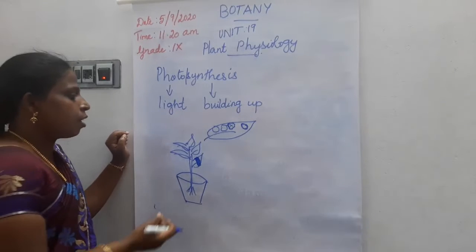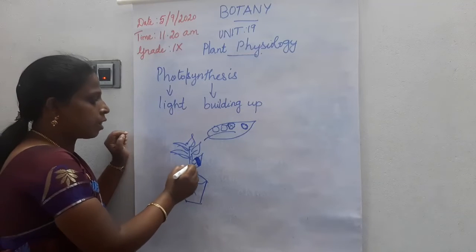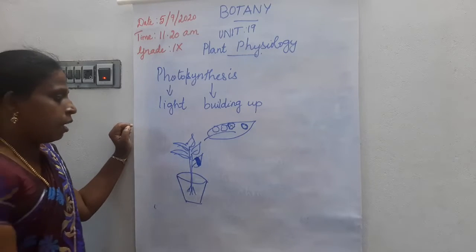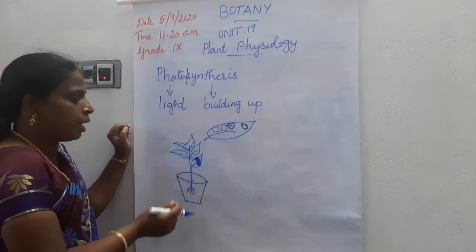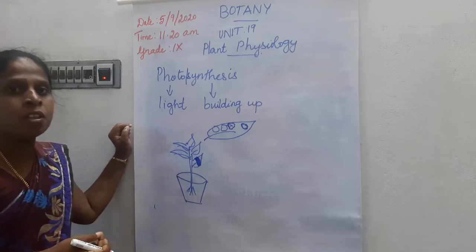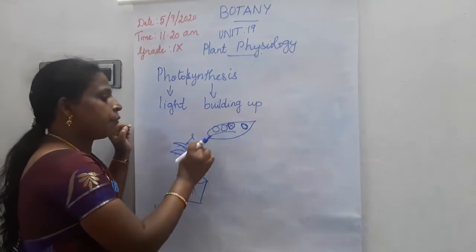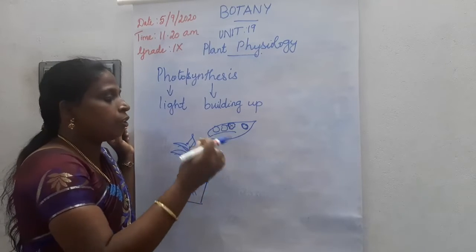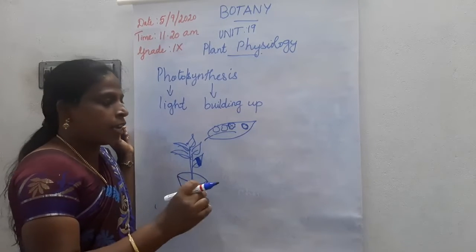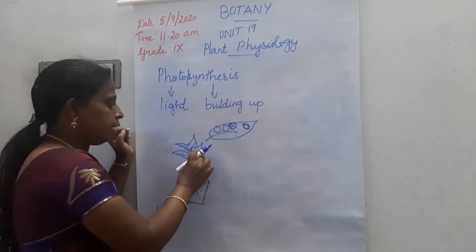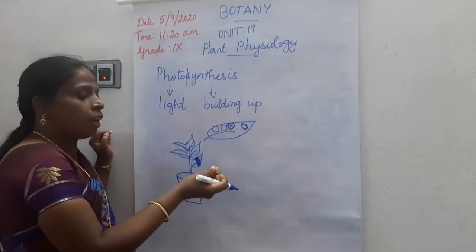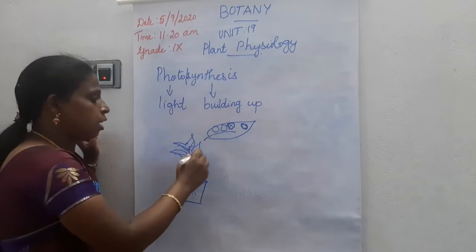After 6 hours, we have to pluck this leaf which was covered by the black paper, and remove the black paper, and the leaf is tested for starch. First the leaf is immersed in boiling water, followed by alcohol, and after that the leaf must be tested for starch. For that we have to pour some iodine solution on the leaf.